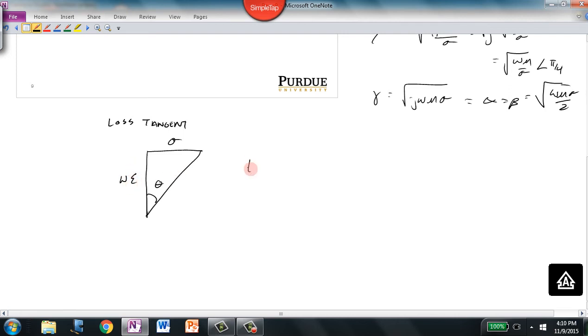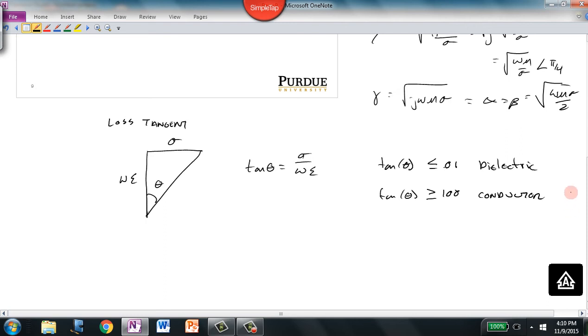And so from the definition of tangent, tangent of theta is equal to sigma divided by omega epsilon. And if we have a tan theta that is less than about 0.01, we'll typically call this a dielectric material. And if tangent of theta is greater than or equal to about 100, we call this a conductor. In between these two, the material is often called a quasi-conductor.